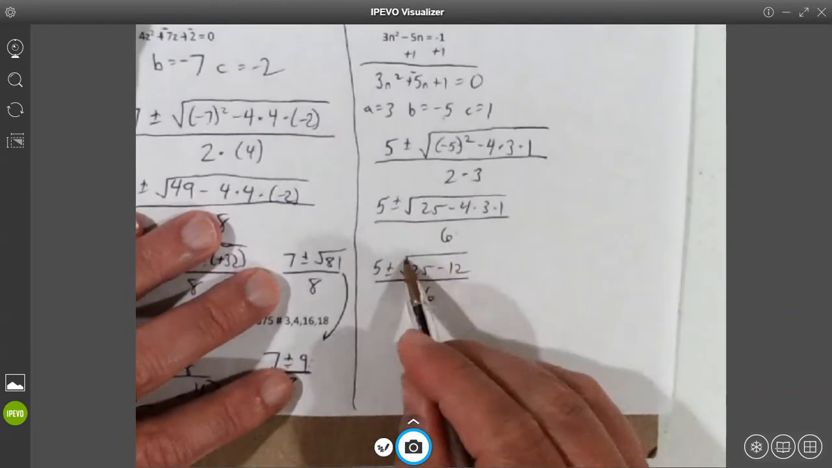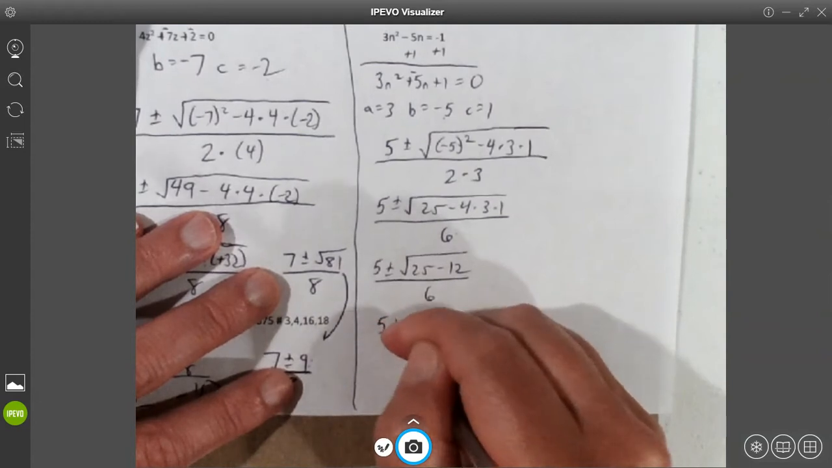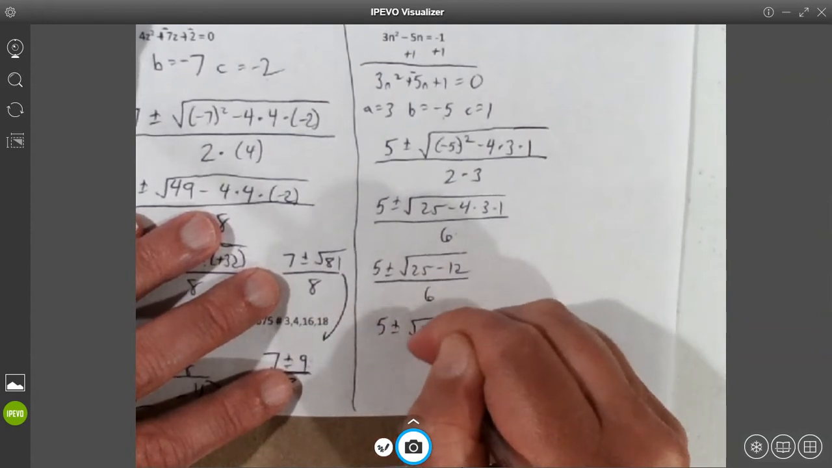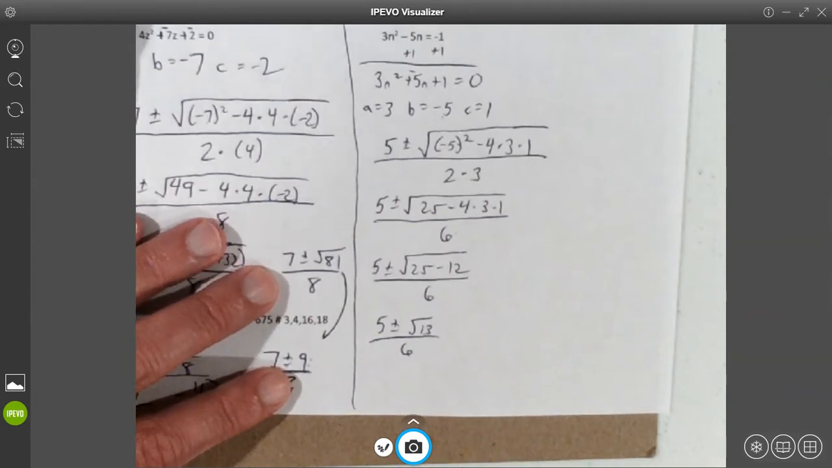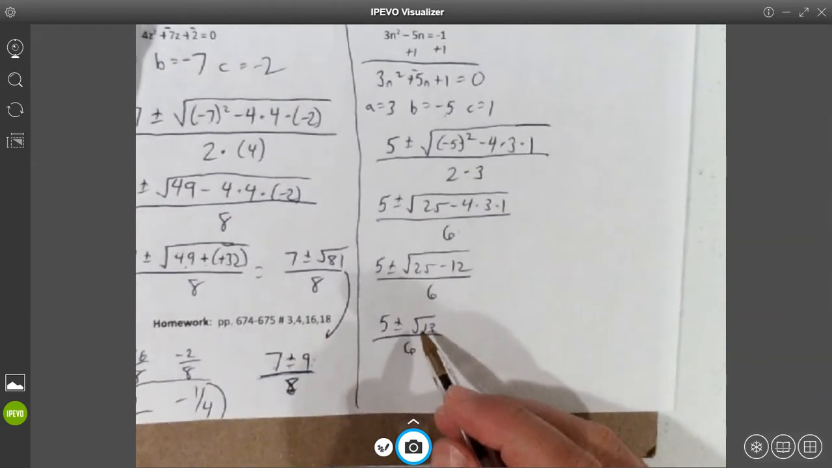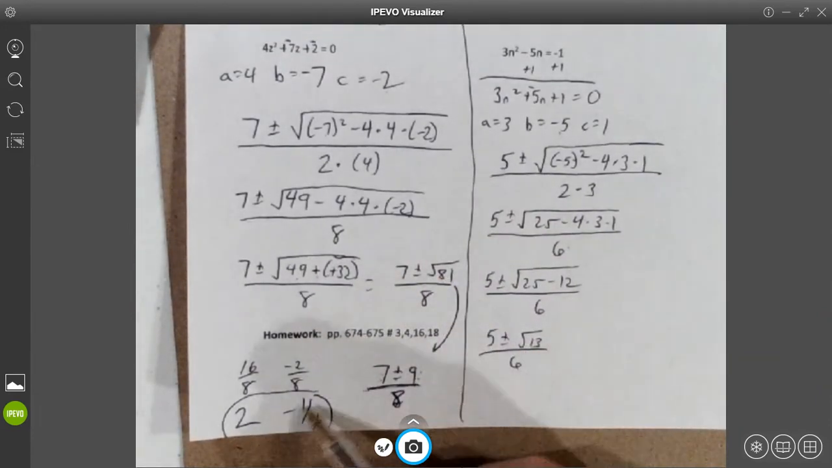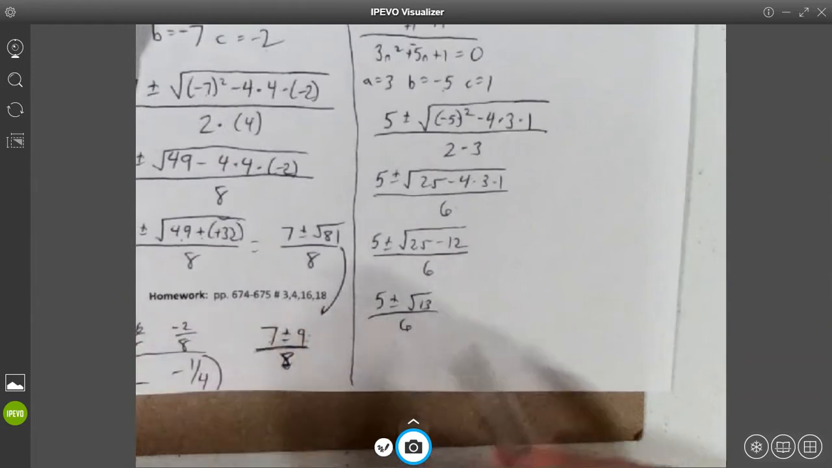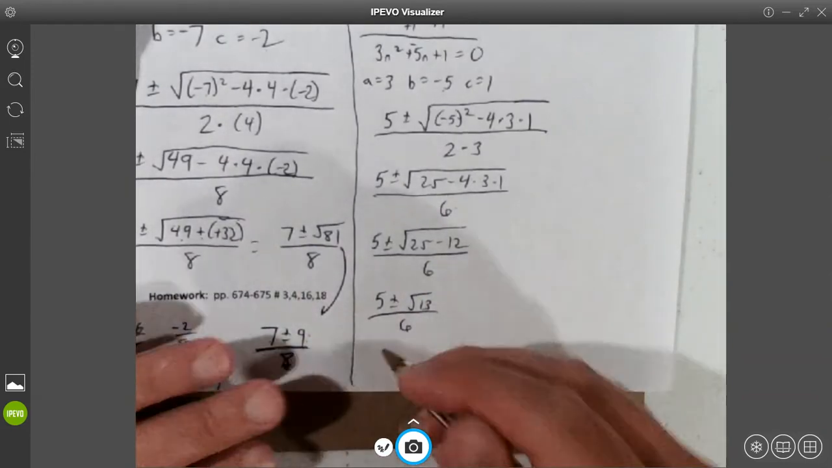Now this is still a grouping symbol, so I've got to work in there. 25 minus 12 is 13. So I get 5 plus or minus the square root of 13 over 6. And now my square root of 13 is going to be an irrational number. The square root of 81 was rational. It gave me 9, two pretty answers. But we've seen sometimes these quadratics, sometimes those parabolas have irrational x-intercepts, and this is one of those cases.